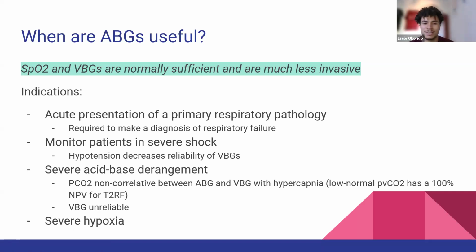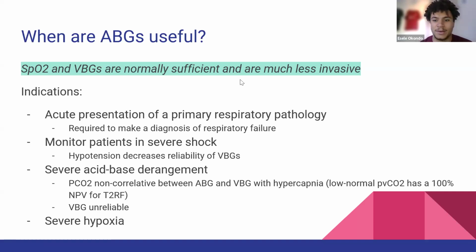And of course, your standard oxygen sats will be your first line if you just want to check the oxygen sats. But yeah, if you have patients in severe shock, you might do an ABG. If you had severe acid-base derangement, which someone said as an answer, you might do an ABG. And if you have severe hypoxia, again, like in your asthma exacerbations, you may do an ABG to get a better idea of what's going on with your patient.